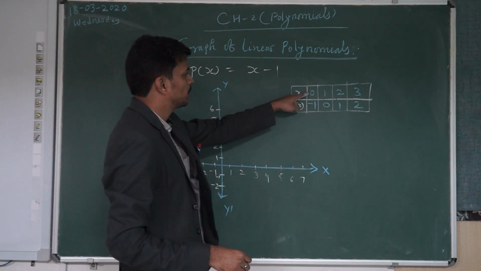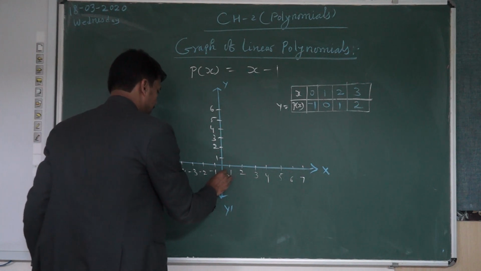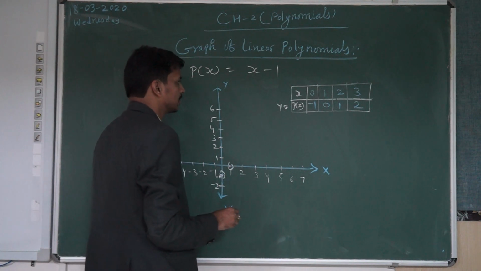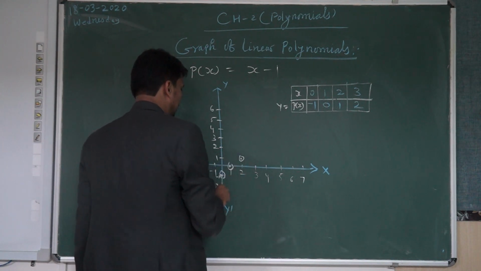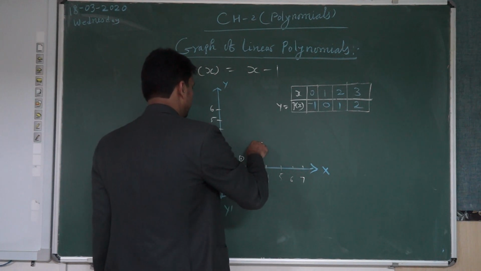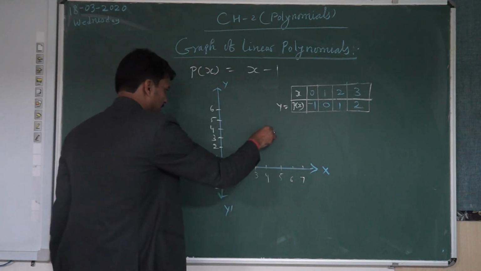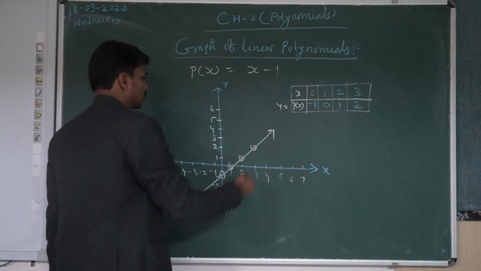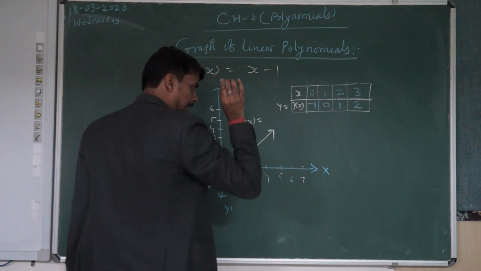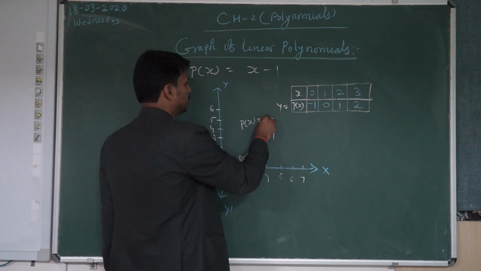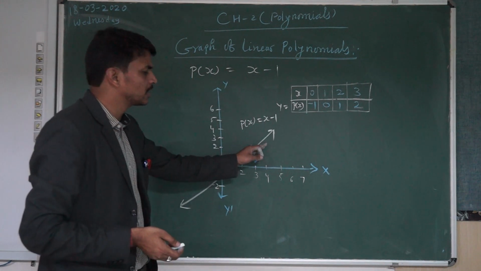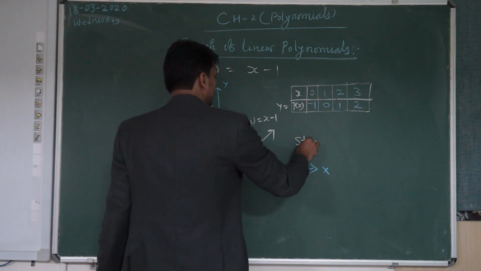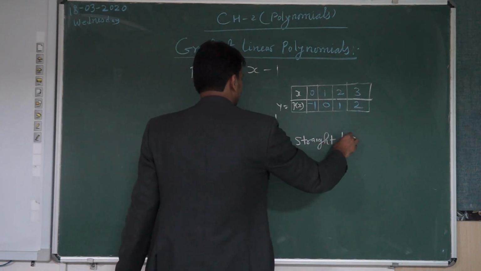So the first point which we have to represent is (0, -1), which will come over here on the negative y-axis. (1, 0) will come here on the positive x-axis. (2, 1) will come over here in the first quadrant. In the same way, (3, 2) will be in the first quadrant as per our solution. We'll join it. So we got this graph for our linear polynomial P(x) equal to x minus 1, which is in the shape of a straight line. Whenever we draw the graph for a linear polynomial, we will get a straight line only.